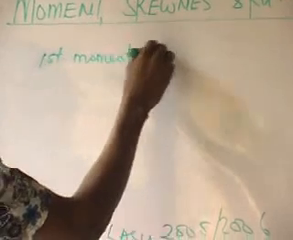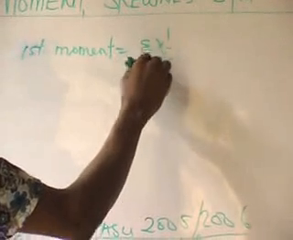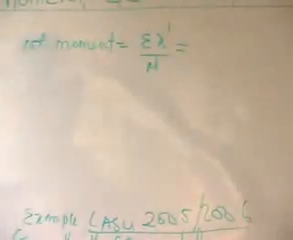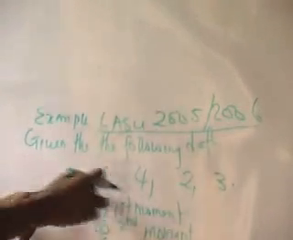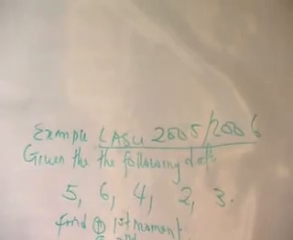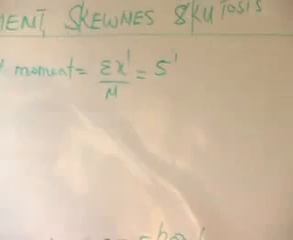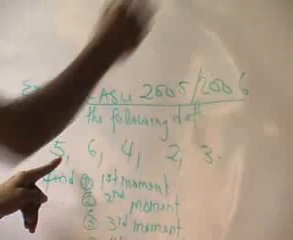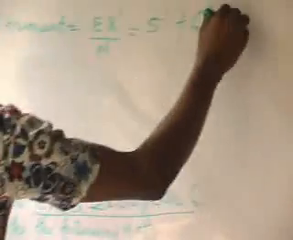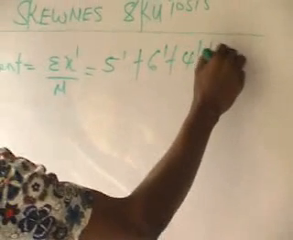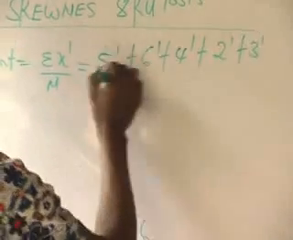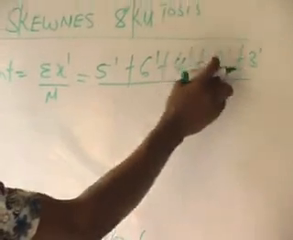First moment equals to what? Summation x raised to the power 1 divided by n. So now what do we do to get our first moment? Each data given is x. Are we together? So we're going to say 5 raised to the power 1, because that is the first one. Then plus what? Second one, 6 raised to the power 1 plus 4 raised to the power 1 plus 2 raised to the power 1 plus 3 raised to the power 1, all over n, or having like this 1, 2, 3, 4, 5.